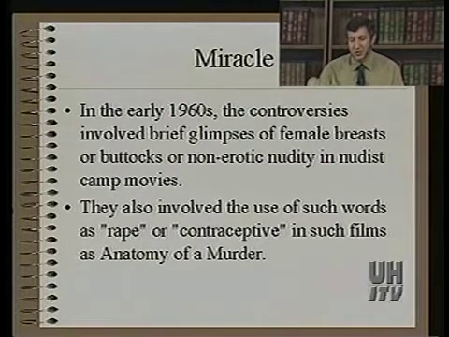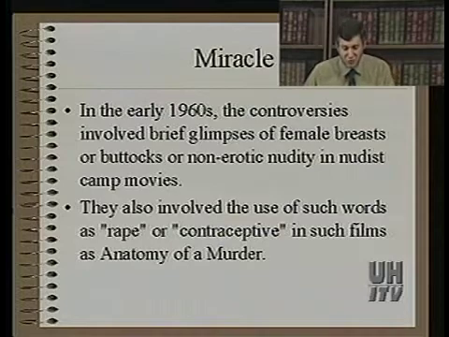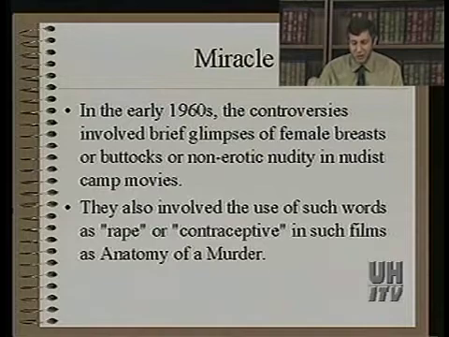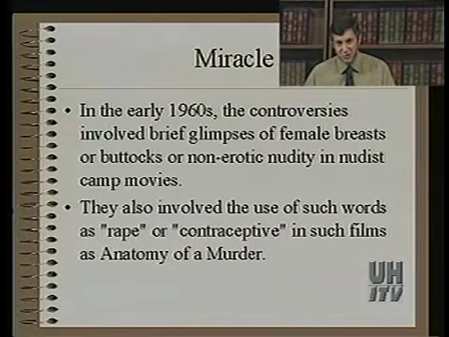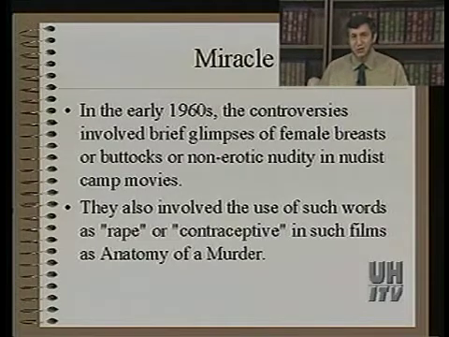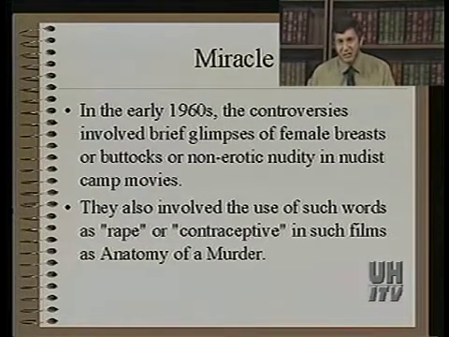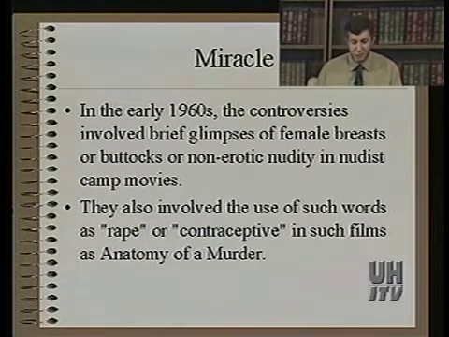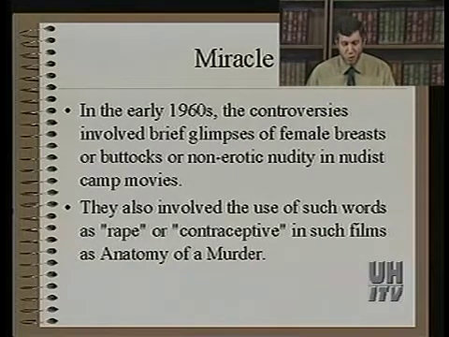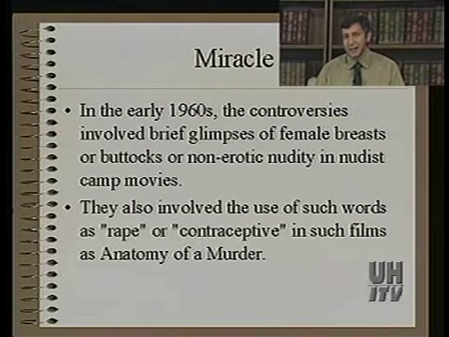In the early 1960s, the major obscenity cases involved brief glimpses of female breasts or buttocks or non-erotic nudity in nudist camp movies. These were not films designed to titillate. These were meant to be sort of educational films. And these are what initially prompted controversy. Other controversies arose over the use of the word rape and the word contraceptive in the film Anatomy of a Murder.